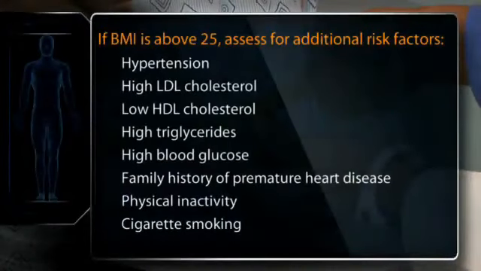If the BMI is above 25, assess the patient for the additional risk factors noted here: hypertension, high LDL cholesterol, low HDL cholesterol, high triglycerides, high blood glucose, family history of premature heart disease, physical inactivity, cigarette smoking. Patients with a BMI over 25 and 2 or more of these risk factors should pursue weight loss, especially if the waist circumference is elevated, seen in metabolic syndrome.